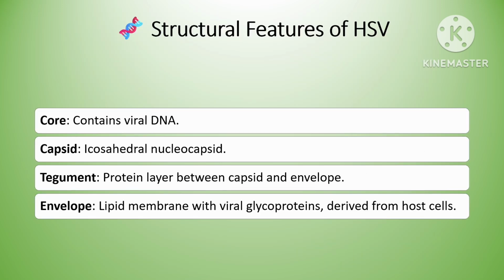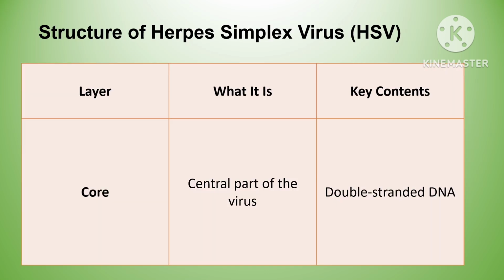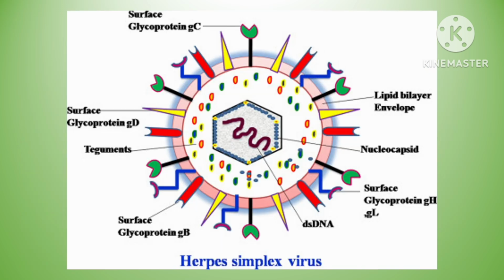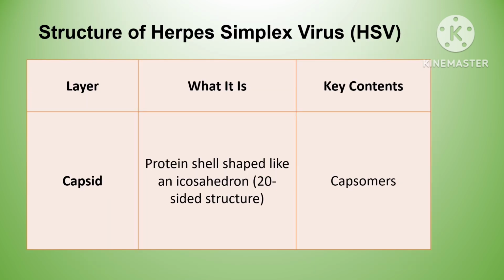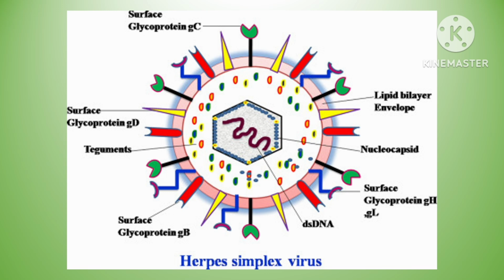Imagine a virus like a four-layered ball. Each layer has a special role. At the center, we have the DNA core. This is where the virus keeps its genetic instructions. It is made up of double-stranded DNA, just like the blueprint of the virus. Surrounding the DNA is a protective shell called the capsid. This is like a hard armor made up of protein, giving the virus its shape and protecting the DNA inside.